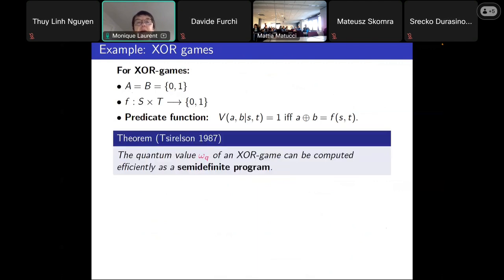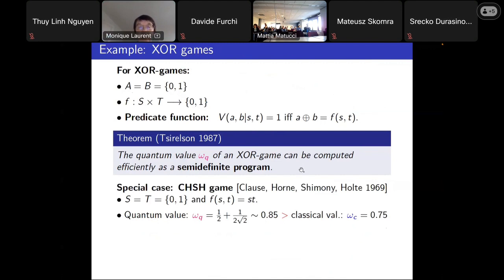And the very beautiful result by Tsirelson says that computing the quantum value of such an XOR game can actually be done efficiently using a semi-definite program. It's a very remarkable result that computing the quantum value, which is an optimization over all Hilbert spaces and a very broad range of possibilities, actually boils down to one single semi-definite program. This is exploiting the shape of the predicate and of the question and answer sets.